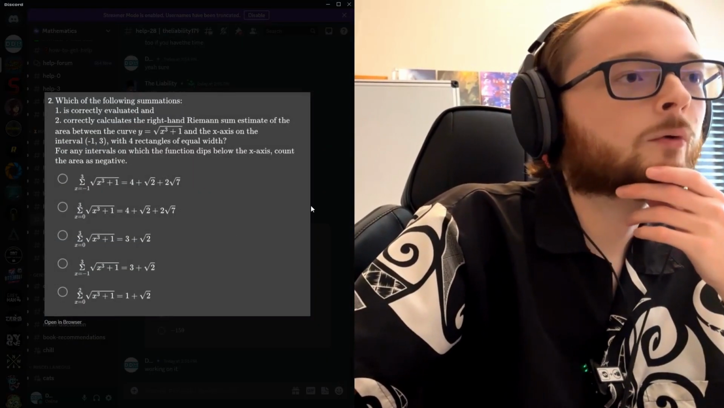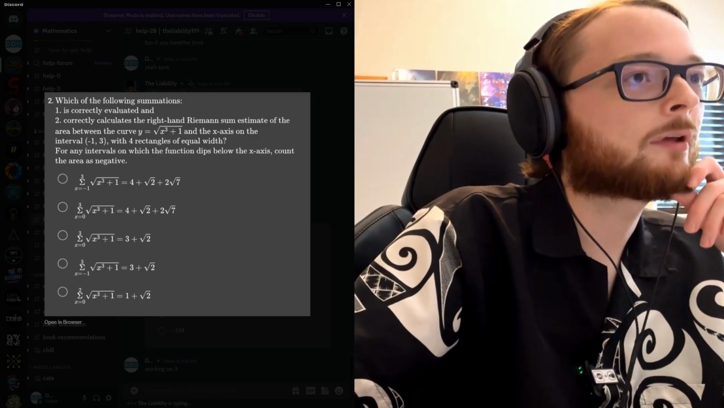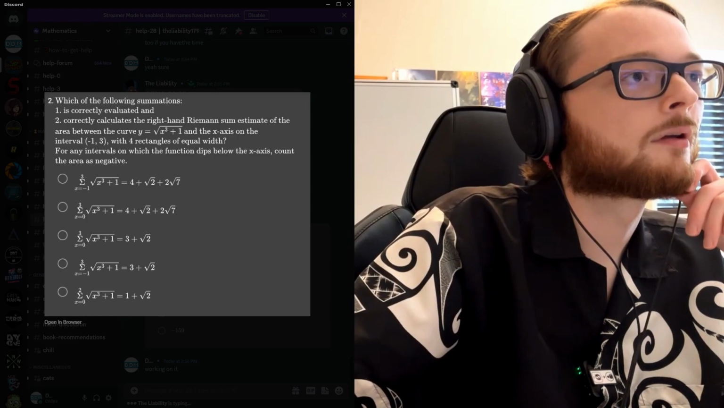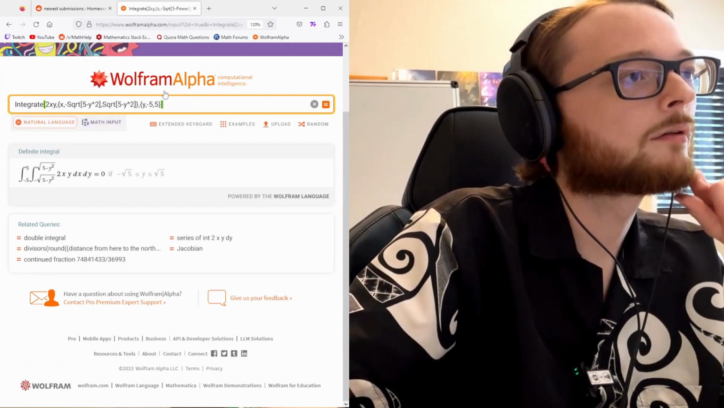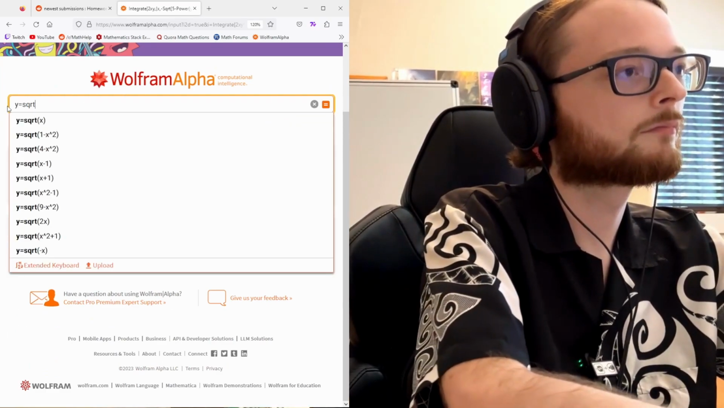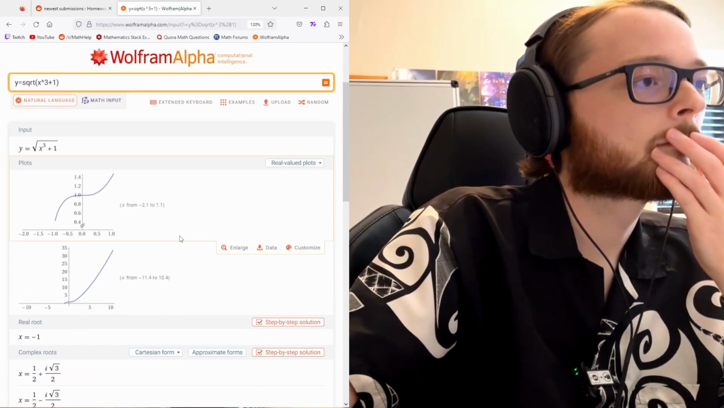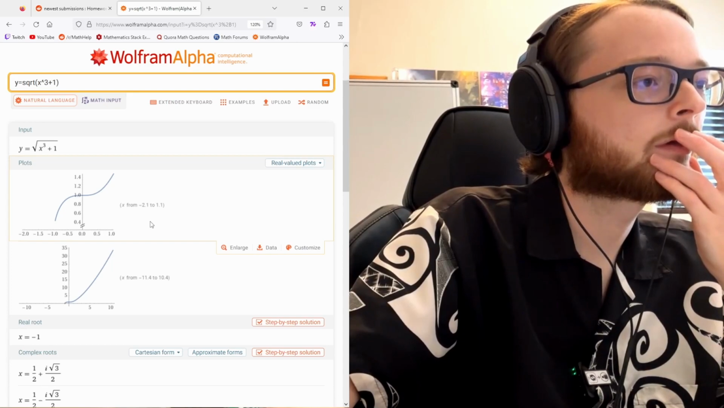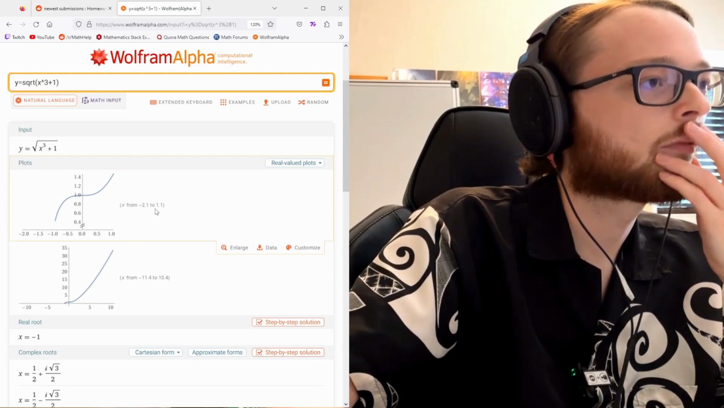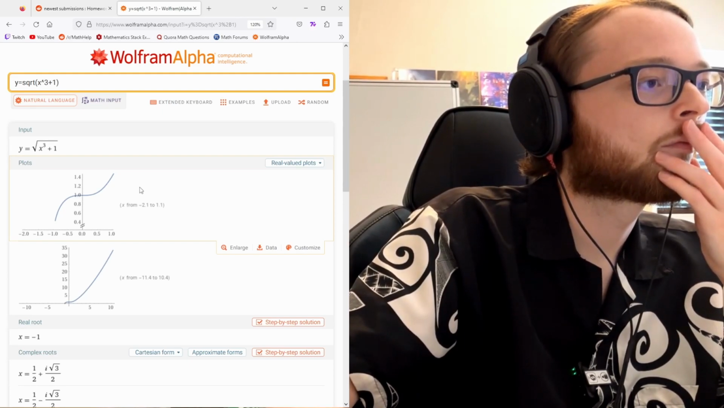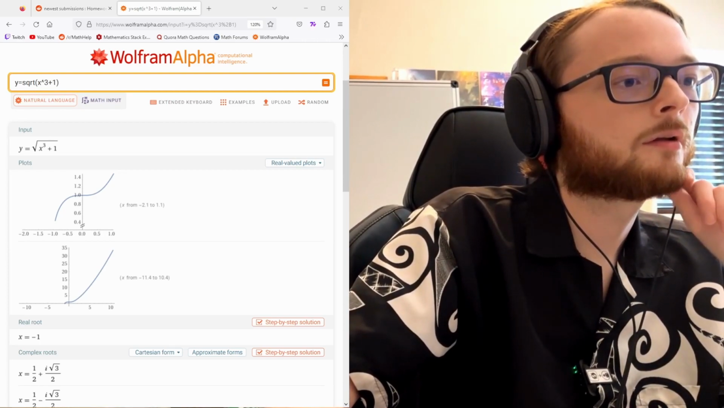Okay, so we have y equals the square root of x cubed plus 1. Let's look at what that graph looks like. Really like a normal cubic, almost. It's kind of interesting. And they want from -1 to 3.